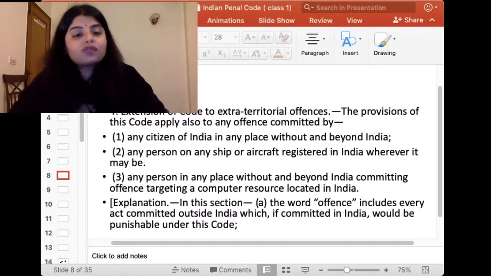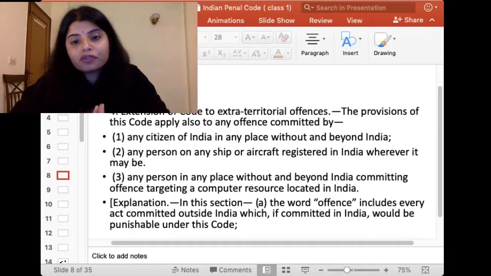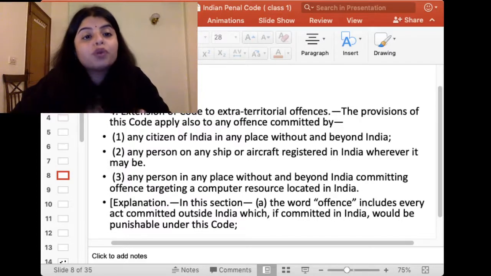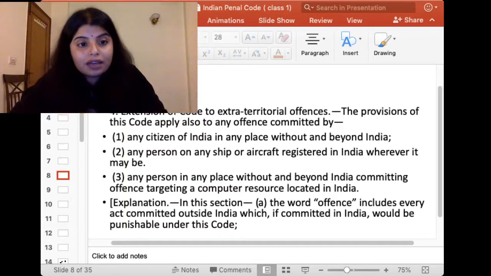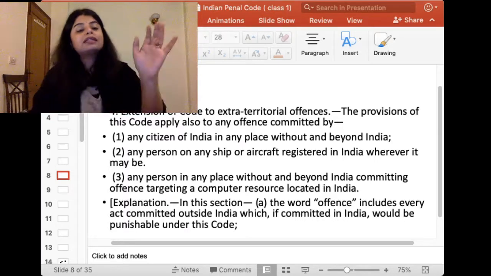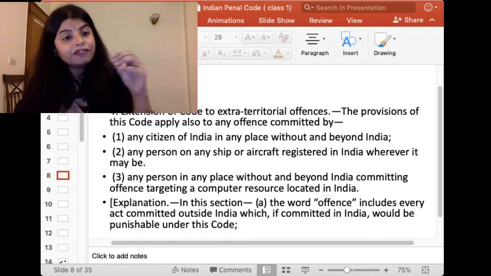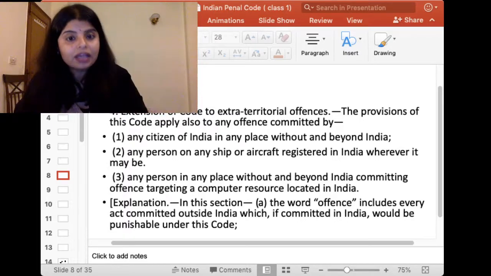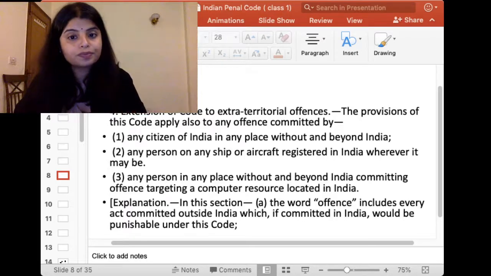Now the provisions of this code apply to any offence committed by a citizen of India in any place without and beyond India. So if he is a citizen of India and he commits any offence beyond India, he will be liable within or beyond. So there's an example here. Suppose there's an Indian citizen who goes to Uganda and he commits a murder there. If he is anytime found within India, he can be tried within India also.